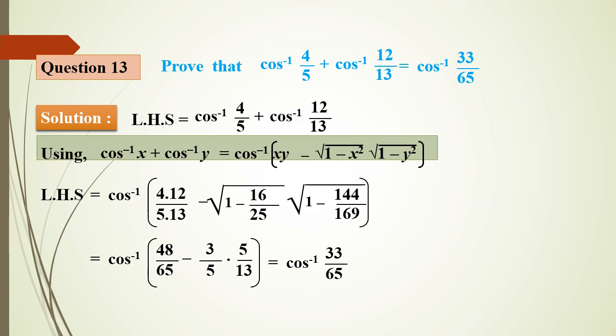Next again you multiply: cos inverse of 48 divided by 65 minus 5 into 3 is how much? 15 divided by 13 into 5 is 65. 65 and 65, the denominators are common. So taking it together, 48 minus 15 will be 33. So the entire term after simplifying, at the last you will get cos inverse of 33 divided by 65. So you have got the result, that is RHS.